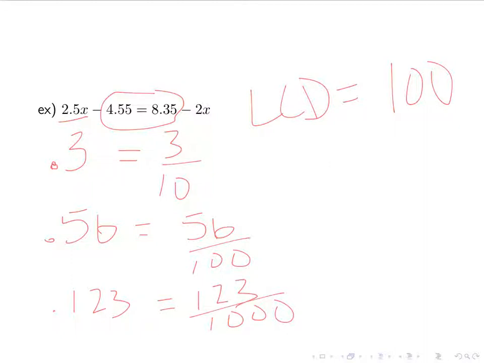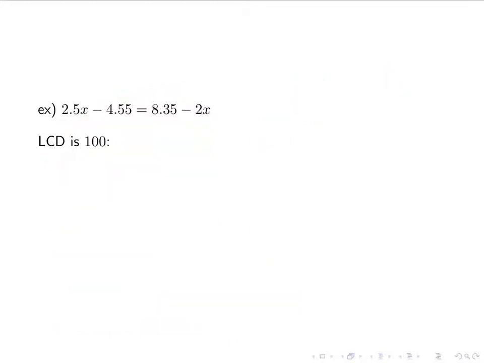When I multiply everything by 100, I'm moving the decimal over 2 places. So my 4.55 is going to become 455. My 8.35 becomes 835. My 2.5 becomes 250. So they all get moved over 2. And that includes the 2 from over here. 2, moving the decimal over twice, becomes 200. So now I don't have any fractions, I never did, but I also don't have any decimals.